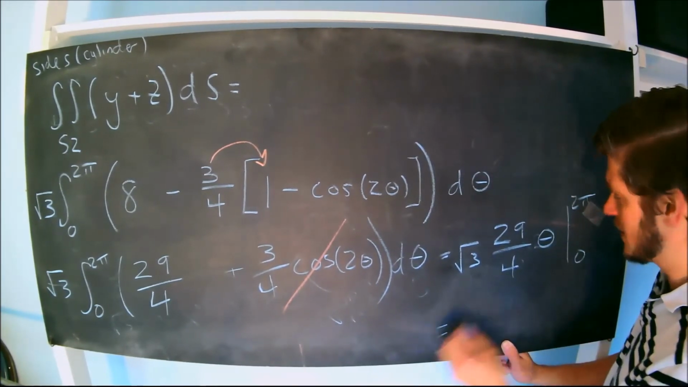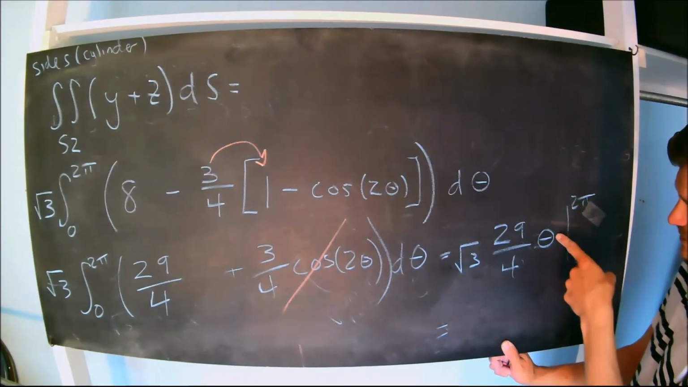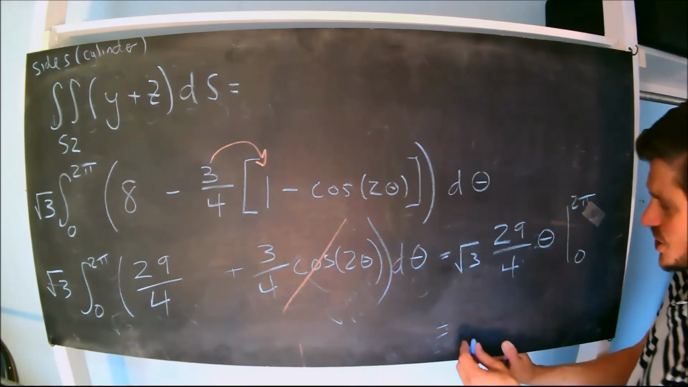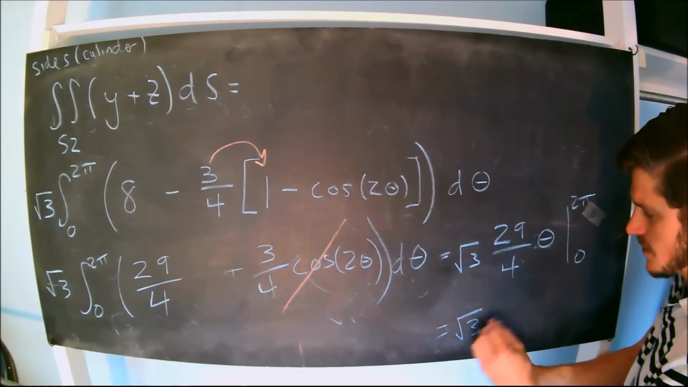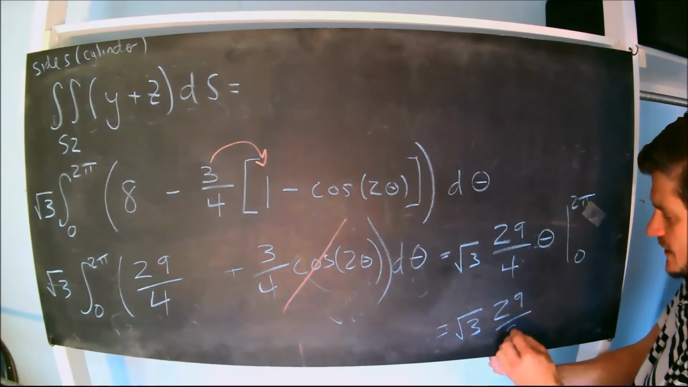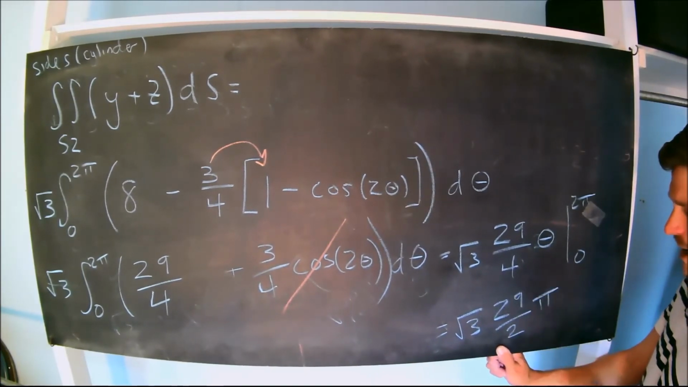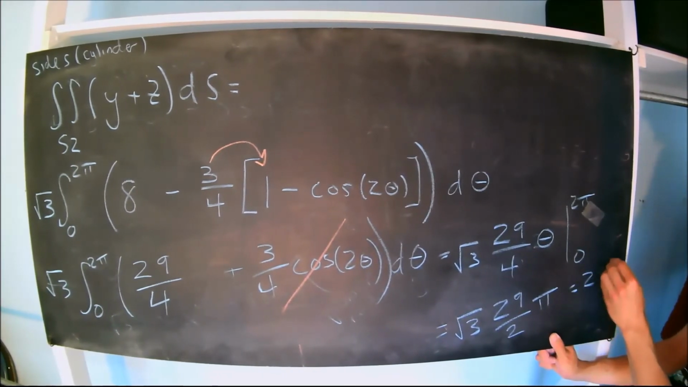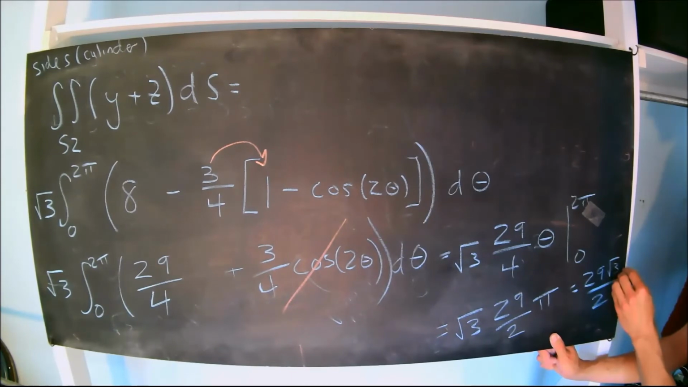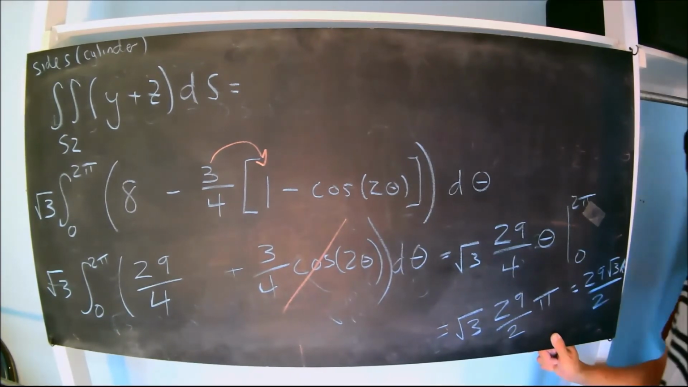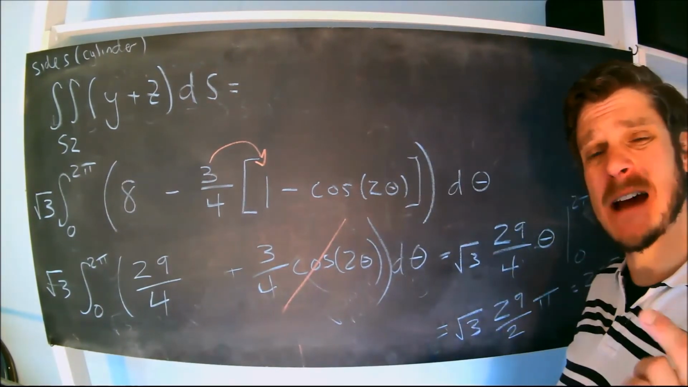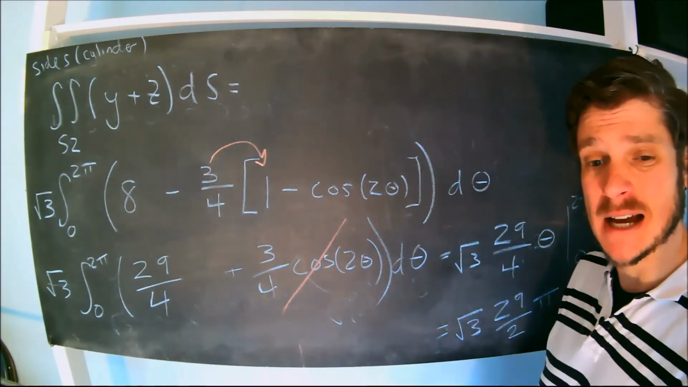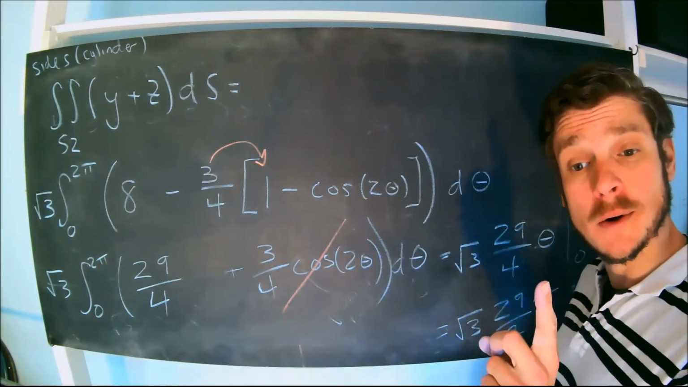Well, obviously 0 is going to make the whole thing go away. And I plug in 2 pi. So if this becomes 2 pi, then I can simplify my fraction there. So it looks like I'm going to have root 3, 29 halves, pi. Or I should probably clean that up a little bit: 29 root 3 over 2 pi. And now that is the value for my second surface integral, which is that cylinder around the outside. So that's 2 down, 1 more to go.